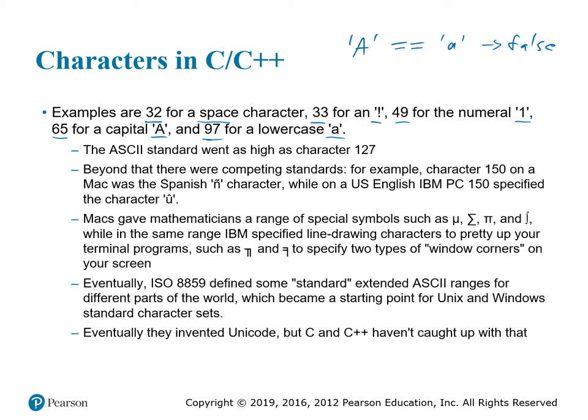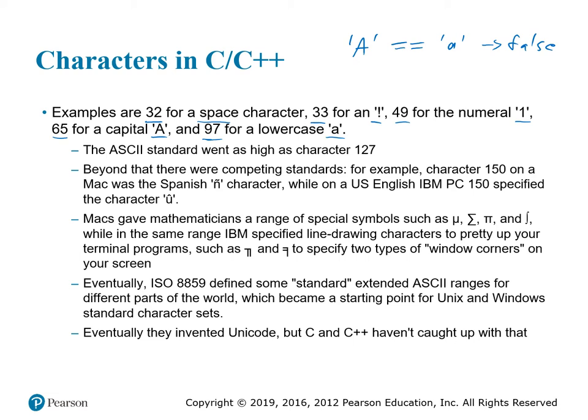Now, a couple of interesting trivia facts. The ASCII standard went as high as character 127. Beyond that, there were competing standards. For example, character 150 on a Mac was the Spanish enye character, while on a US English IBM PC, the same 150 specified a u with a little hat on it, which is used in other European languages.